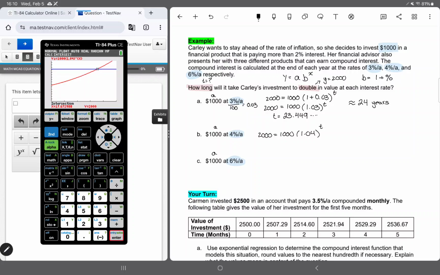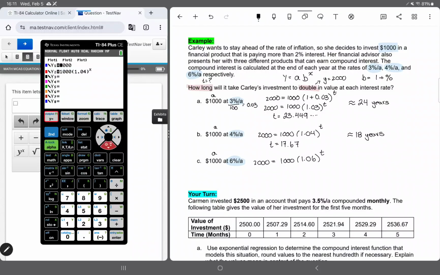Calculate our intersection. So we get that t equals 17.67, so approximately 18 years. And again, the only thing changing is our percent. So going back in and changing that percent, graphing, and intersection. So t equals 11.895, so approximately 12 years.